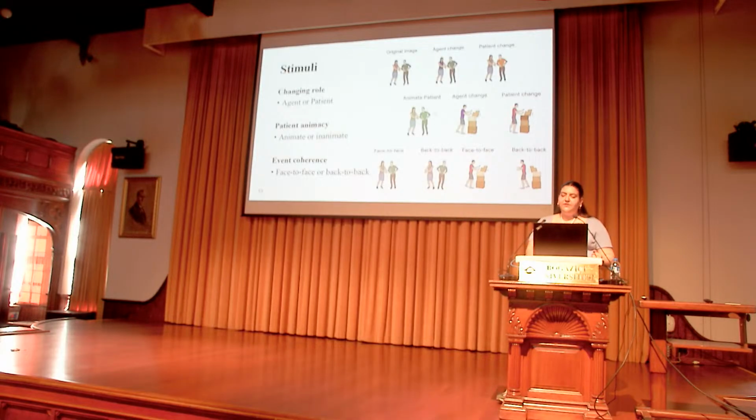We cannot see the original image, but this is a color-modified version for the agent, and this is a color-modified version for the patient. And lastly, we also manipulated event coherence. As I mentioned, we had face-to-face images with a coherent event and 2 participants. And then we created back-to-back versions by taking the vertically symmetrical image of each participant. And we did these for both the animate patient and inanimate patient stimuli.